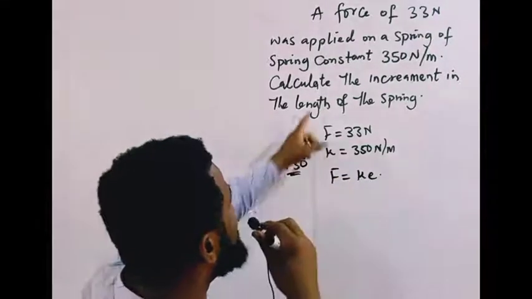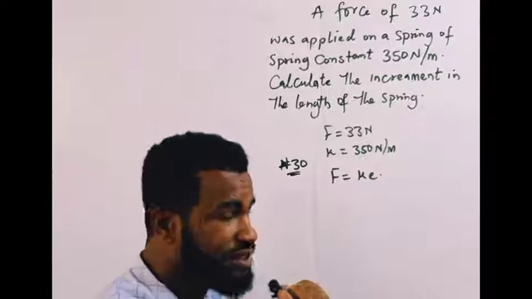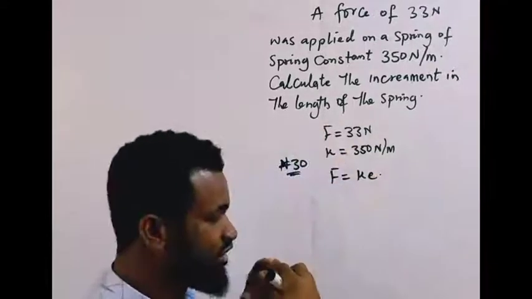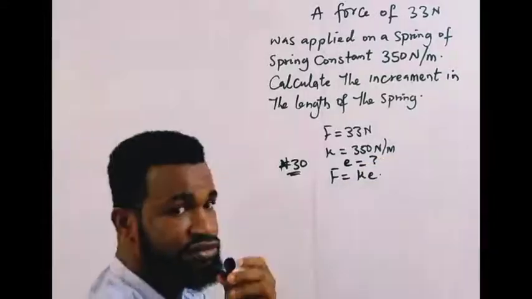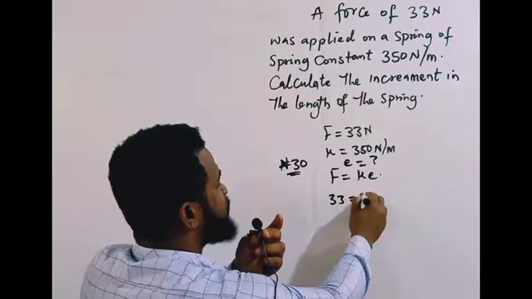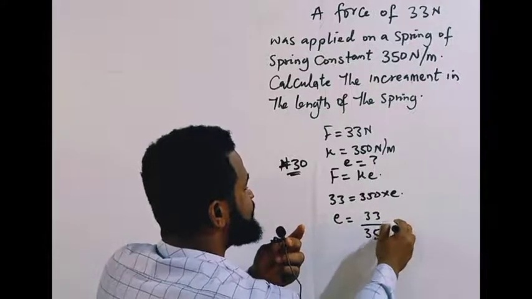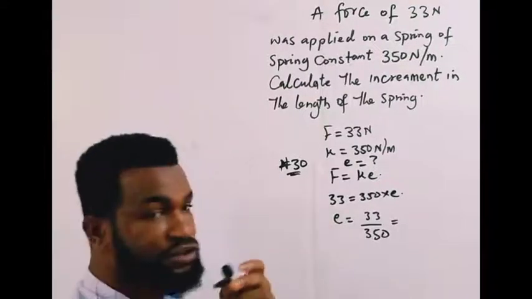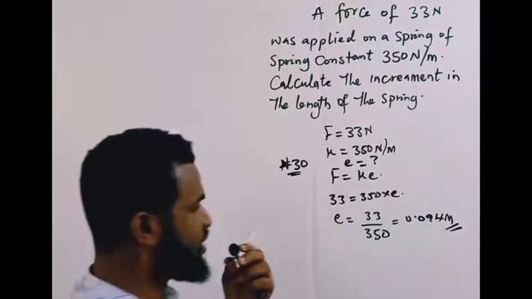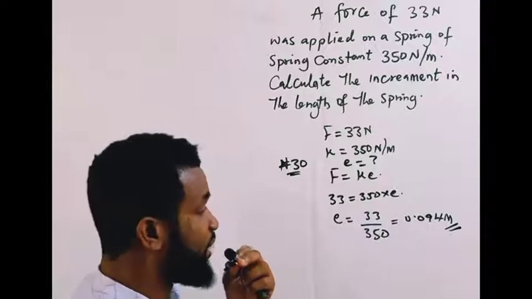And then the question says we should calculate the increment in the length of the spring. That means when the force was applied, by what length did it increase? That is what we mean by increment, and that simply means extension. So in this case, I'm going to say that extension is unknown, and that is what I'm here to find. So this is 33 under force, which is equal to K, 350, times E. So E becomes 33 over 350, and E is measured in meter. So if you use your calculator to punch it, you're going to have 0.094 meters. This is the value of the extension which was recorded by the system.